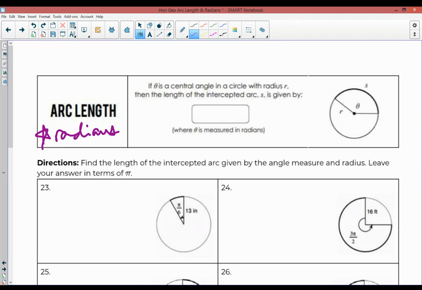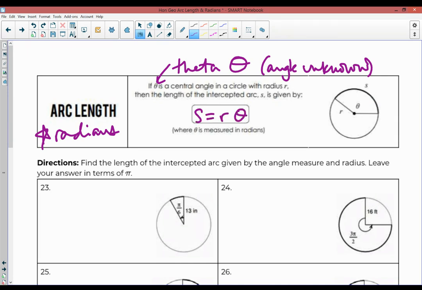So if you have theta, you draw it like a circle with a line in the middle, which represents an angle that's unknown. That's our variable that we use for angles when we're using radians. So if theta is a central angle in a circle with a radius r, then the length of the intercepted arc s is given by s equals r theta. That's it. It's really important though that theta is measured in radians.